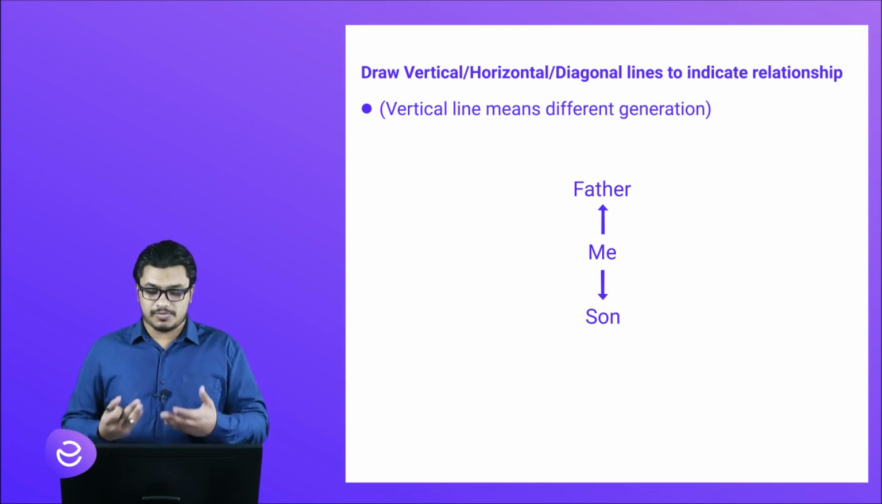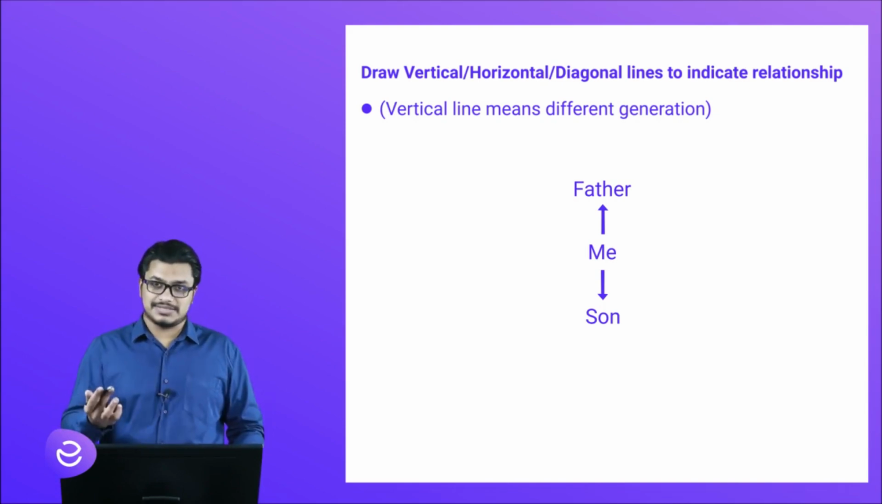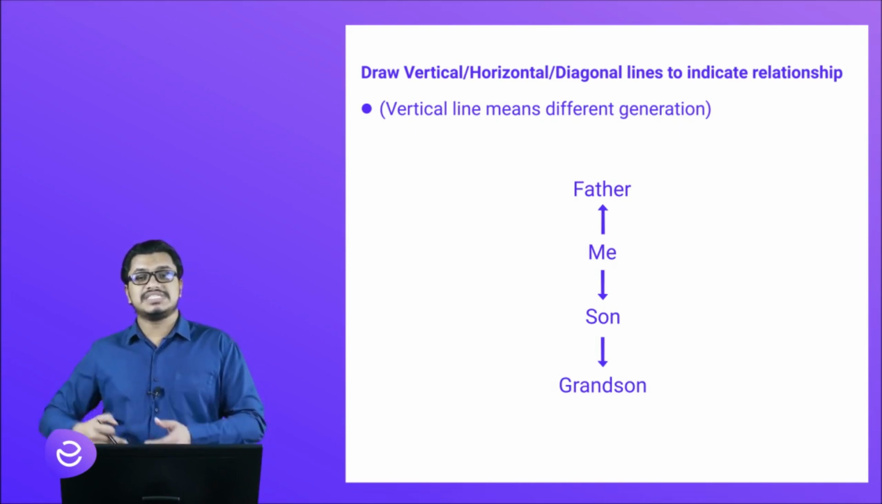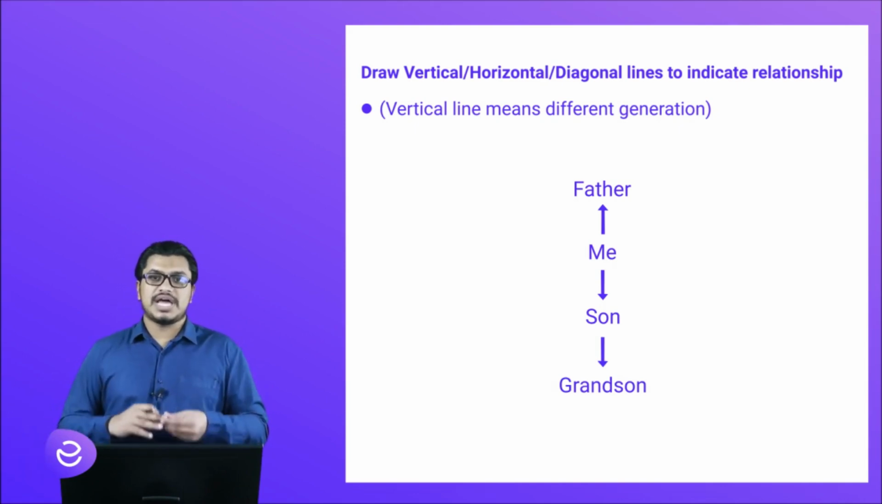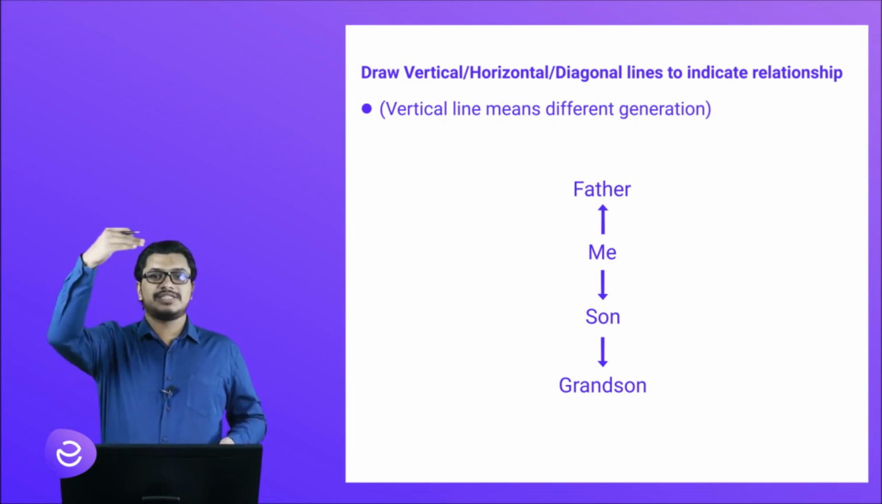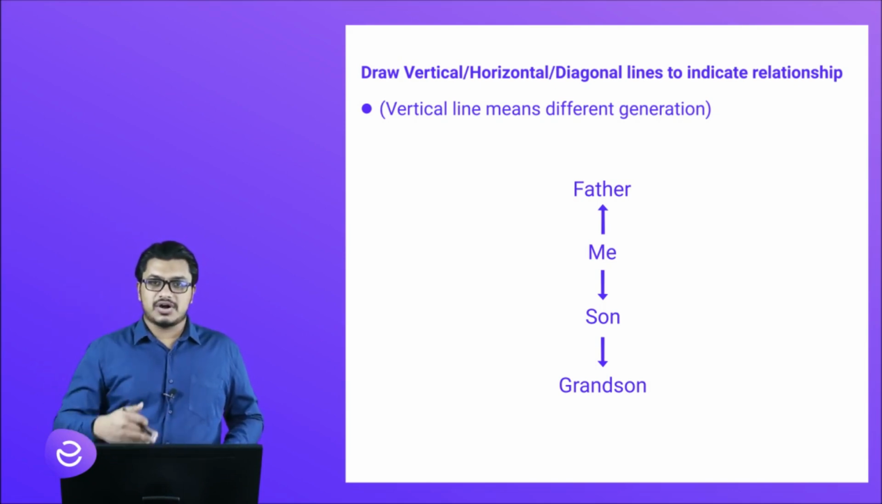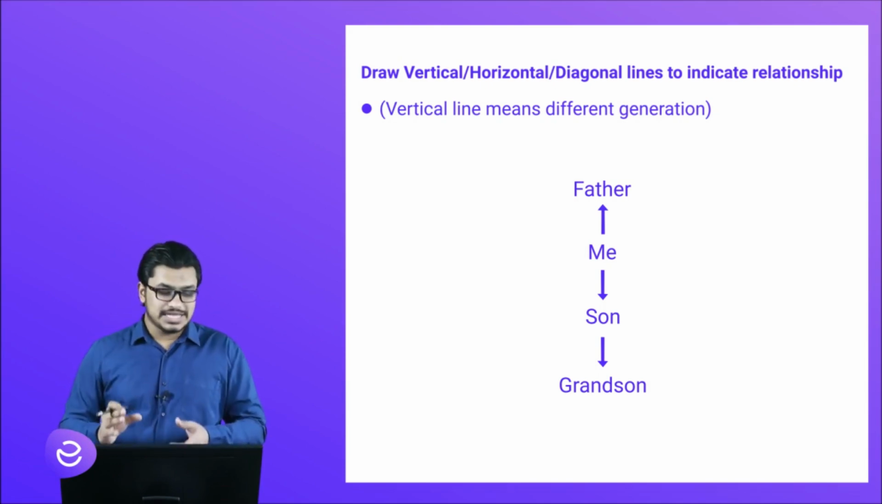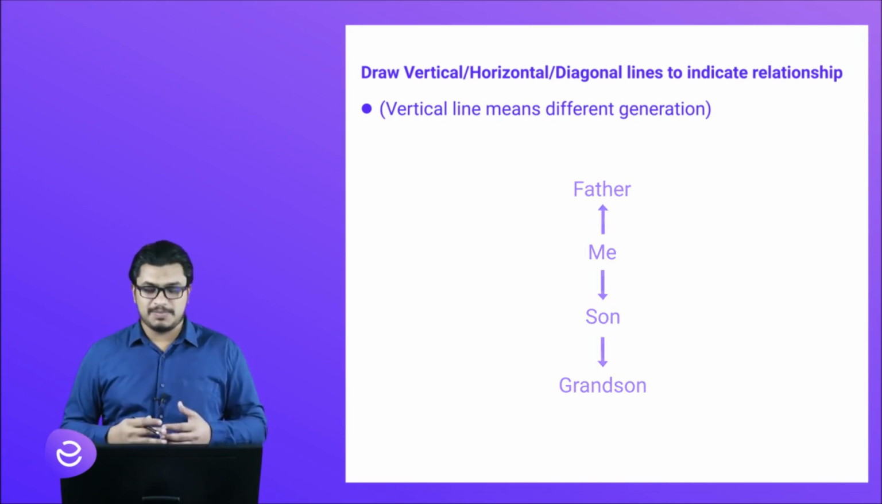So that is how you do a problem. If you're marking grandson, you'll have to mark one as S, that is son, then another vertical line below, then mark grandson, because grandson means 2 generations below us. So that is how you mark vertical lines for father, mother, grandfather, grandmother, son, daughter, grandson, granddaughter. That is how you draw vertical lines for different generations of people.